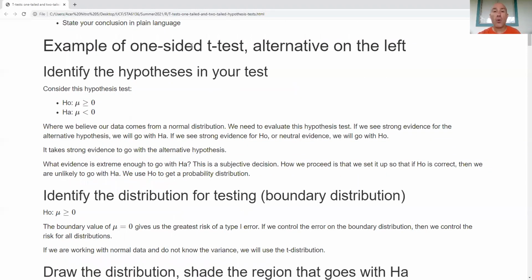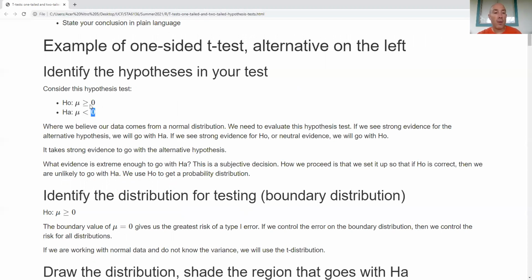Here we're going to have the alternative on the left-hand side. When I say the left-hand side, I'm saying that the alternative has the population average to the left of the benchmark value.